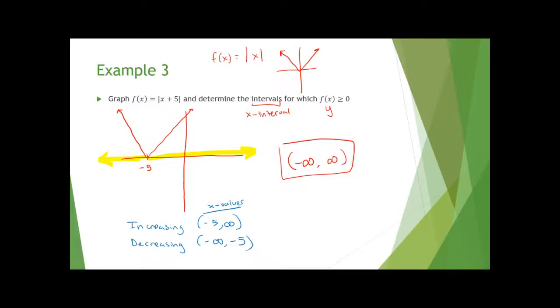So this one's a little bit easier, I think, to look at the increase and decreasing, because you can see it's a little clearer to see where they change. It's clearly at 5. It goes from decreasing to increasing.